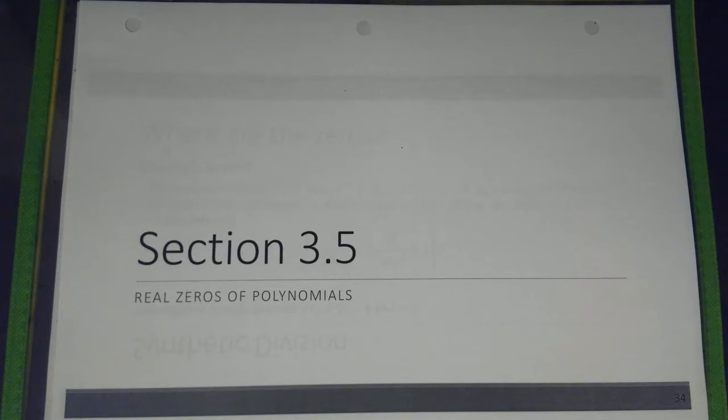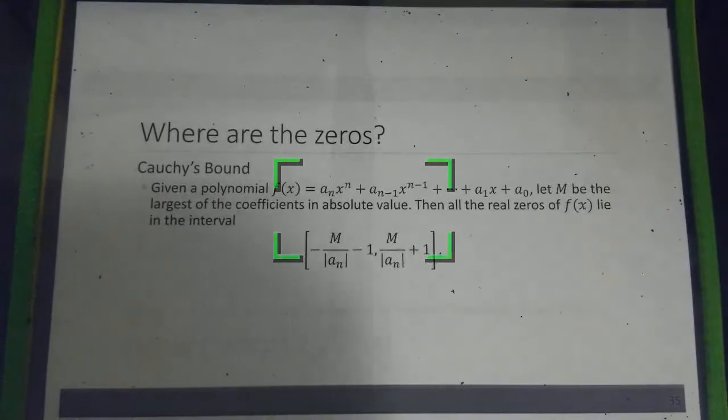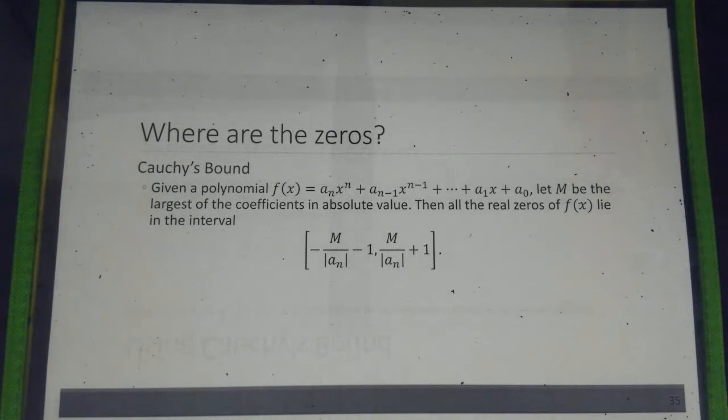In this video, we will be looking at section 3.5, which covers real zeros of polynomials. The first thing we're going to look at is if we can narrow down where all of the zeros might be. So we're going to talk about Cauchy's bound.